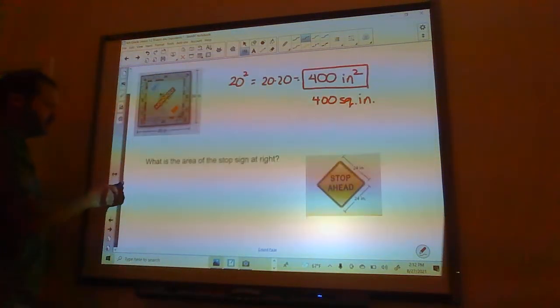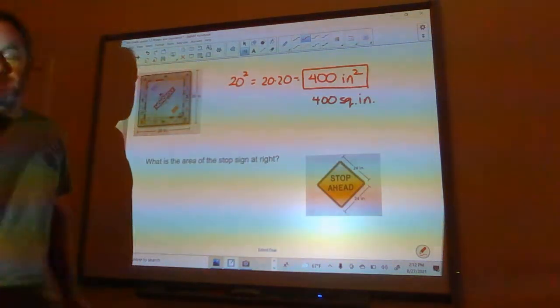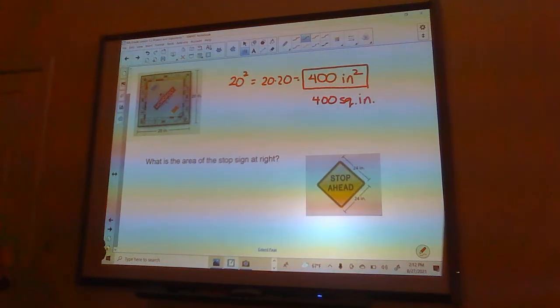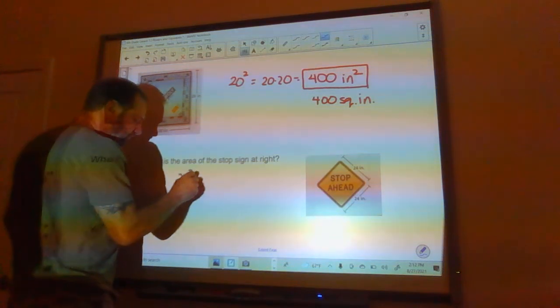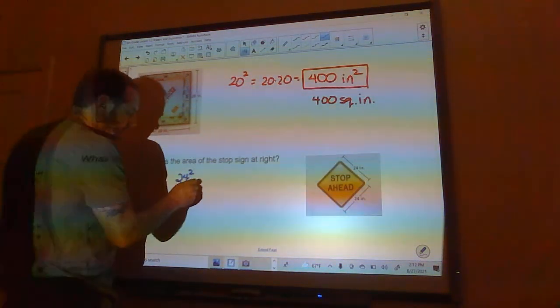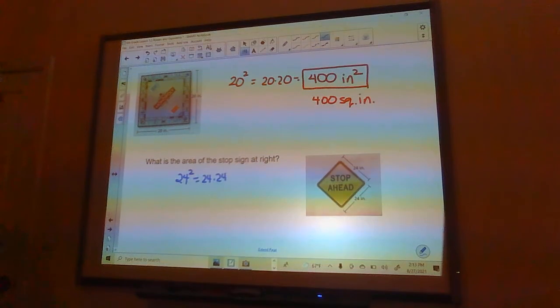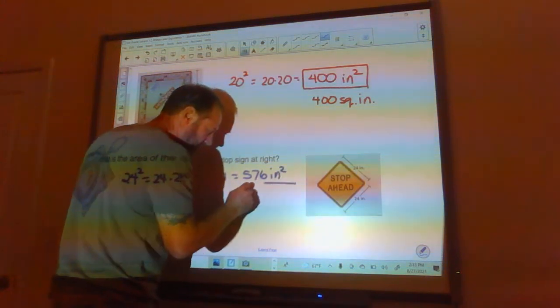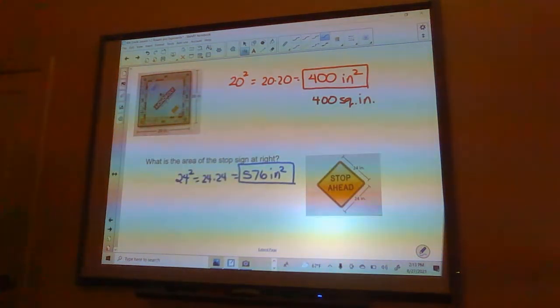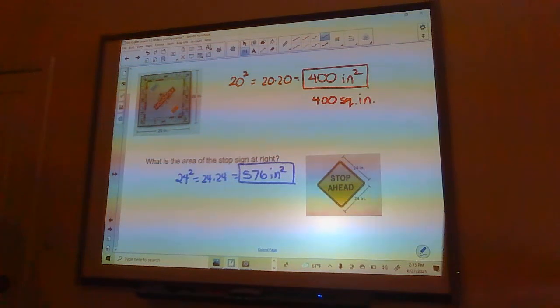Okay? So what is the area of the stop sign here? You can see this is 24 inches by 24 inches, and that's a square. It's just tilted on its side. So I'll give you a second to pause the video here, figure that out, and then jump back on here. Okay, so this would be 24 squared, which is 24 by 24. And of course, everybody knows that that's 576, right? Square inches. You can multiply that out if you like, or use a calculator, but you should get 576 square inches.